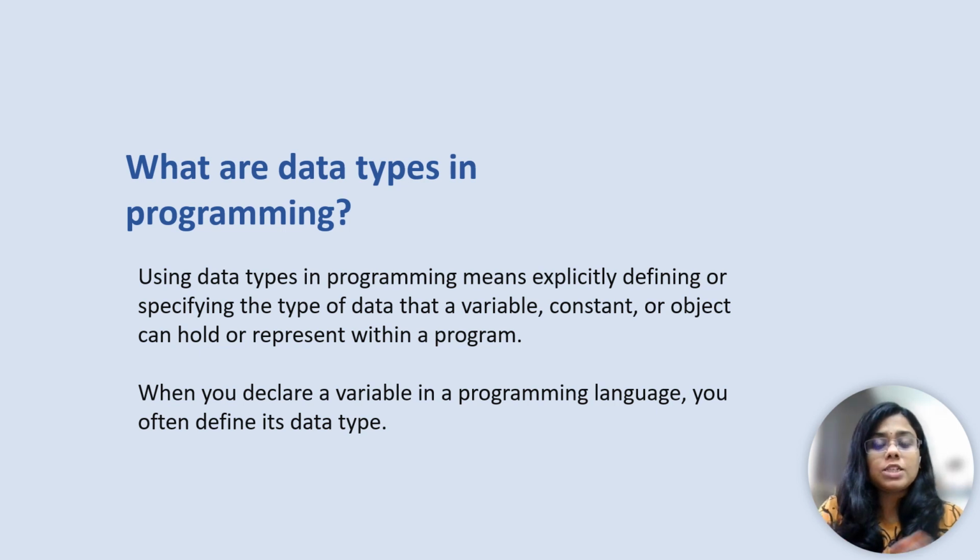The system does not understand the type of data that you are giving to it. For example, you give a 6. The program might understand it as a hexadecimal, or it might understand it as a string. So when we give a particular value to it, we specify to the program that it is a numerical data type so that it understands that and it performs the explicit operations that are defined for numerical values. When you declare a variable in a programming language, you often define its data type. So that is the primary reason why we use data types in programming.